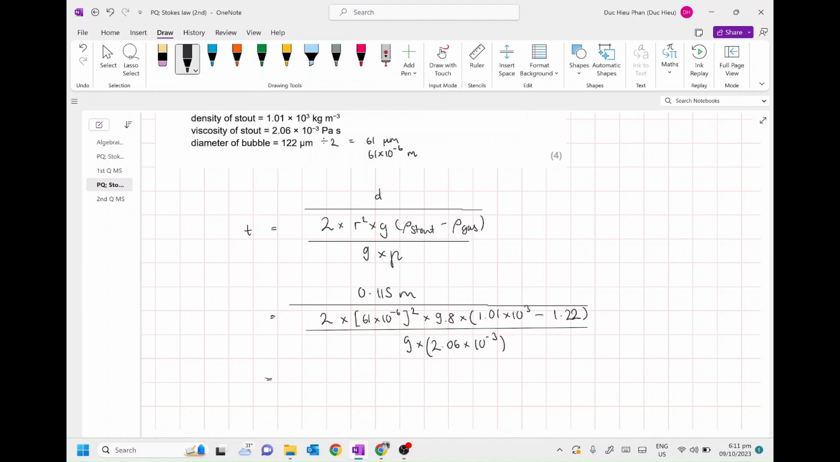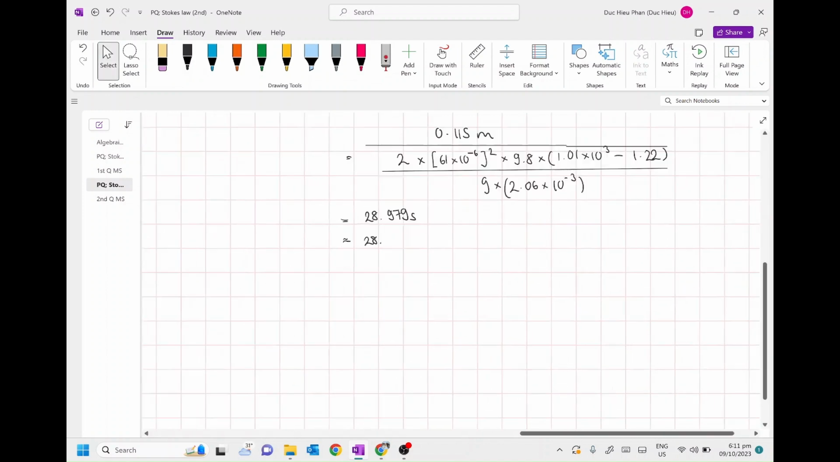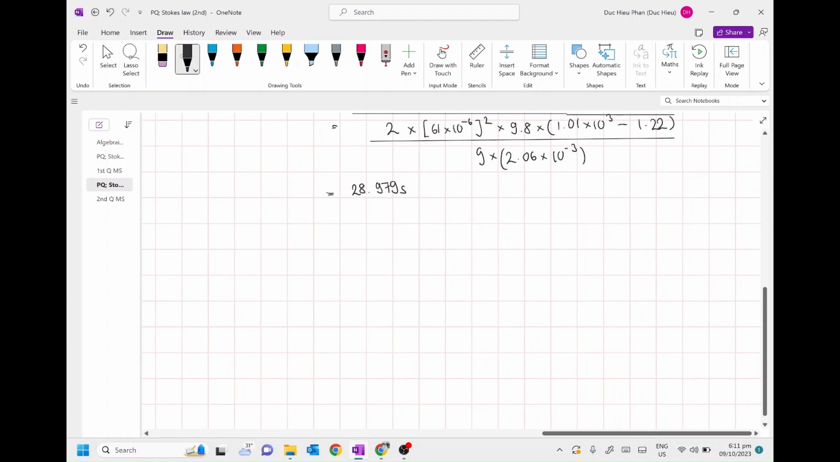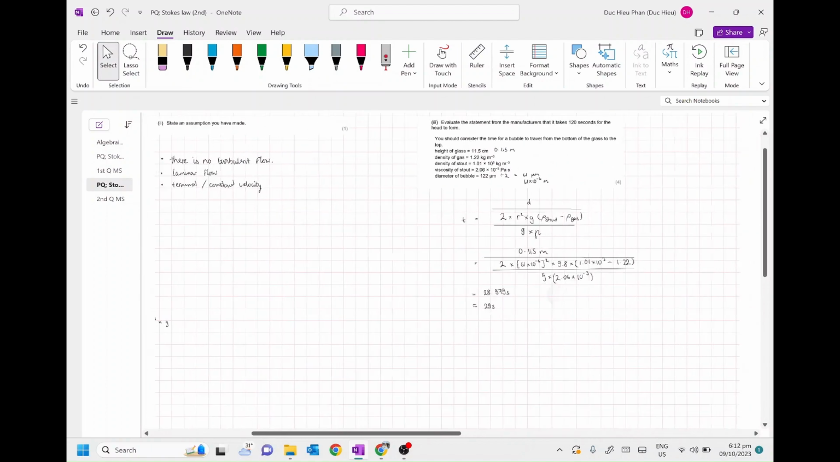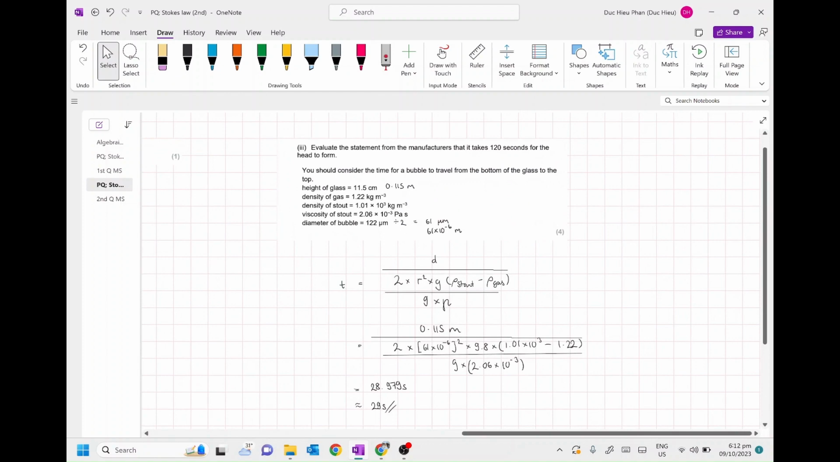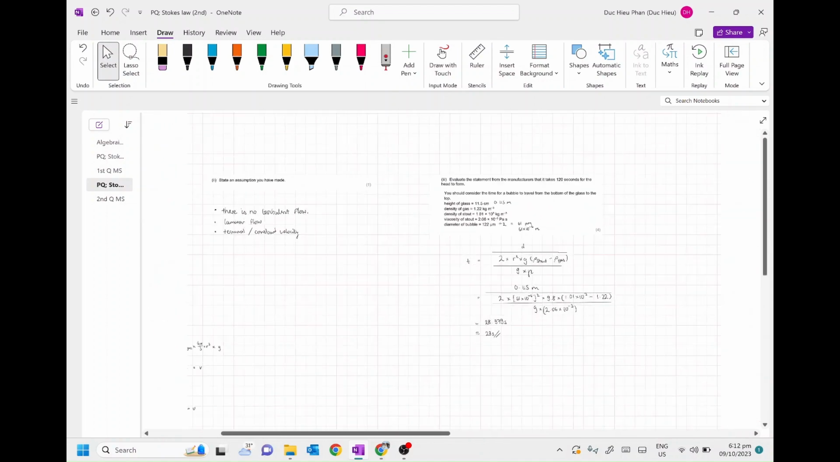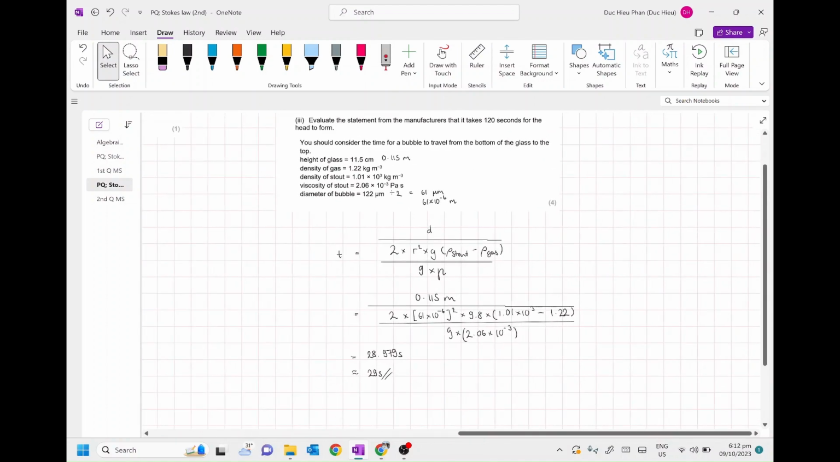Okay. So we're left with the time of 28.979 seconds, which rounds to 29 seconds because the smallest accuracy is 2 significant figures. And so, now that we've found the time, we need to evaluate whether the statement from the manufacturers is correct. Would it really take 120 seconds for the head to form?